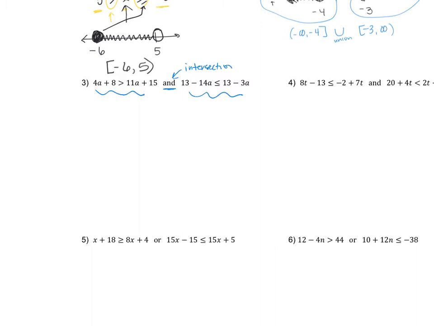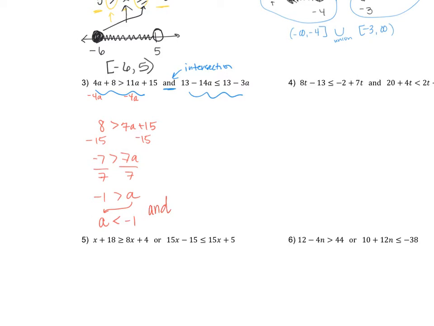So the first one, I'm going to move the 4a over just because it's a little smaller. We'll have 8 is greater than 7a plus 15. Minus 15 minus 15, we're going to get -7 is greater than 7a. Divide by 7, we're going to get, just positive 7. We're going to get -1 is greater than a, which really means, and it's nicer sometimes to write the a first, which it's pointing to the a, so it's still going to point to a. So we're really saying a is less than -1.